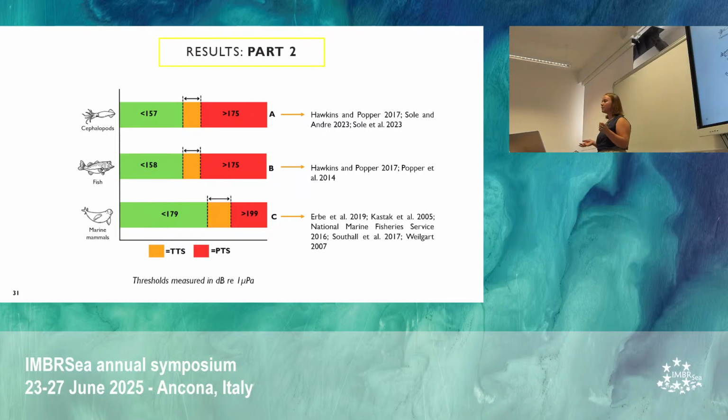For the second part of my results, I picked broadly 3 ecosystem components: cephalopods, fish, and marine mammals. I identified the threshold shift limits based on a literature review. I found that cephalopods and fish had relatively similar threshold shift limits, and marine mammals had higher threshold shift limits, unanimously amongst the literature.